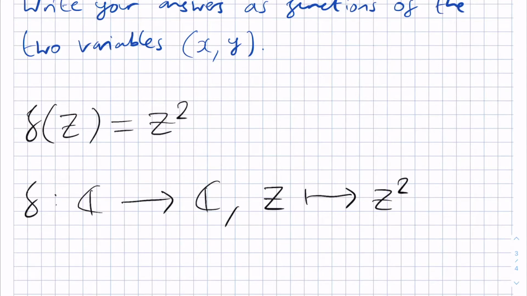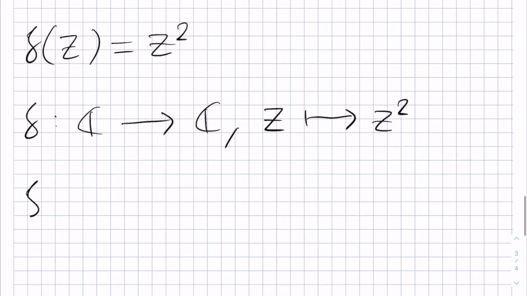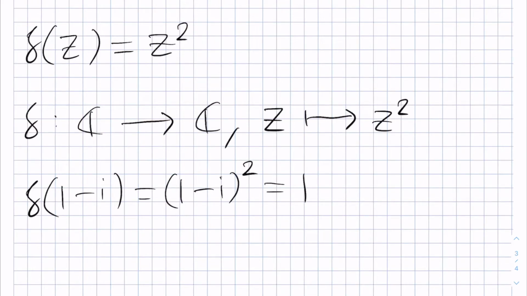For example, what is f of 1 minus i? Well, this would be 1 minus i all squared, and then 1 squared gives us 1, 1 times minus i twice gives us a minus 2i, and then a minus i all squared gives us a minus 1, and so we get minus 2i.